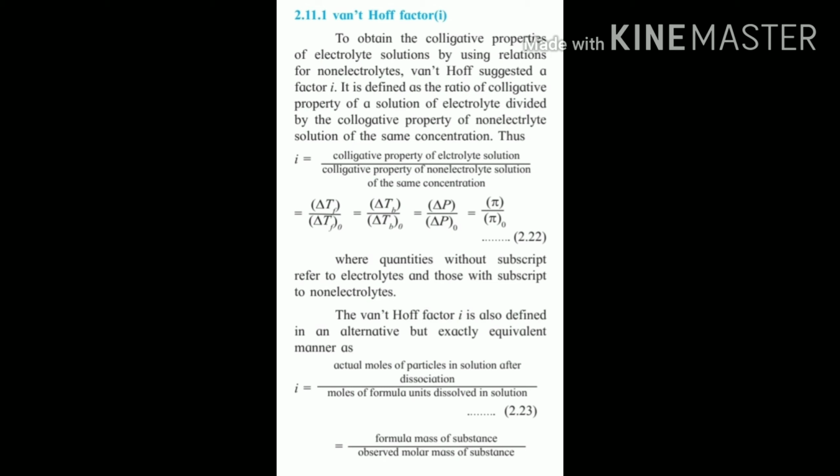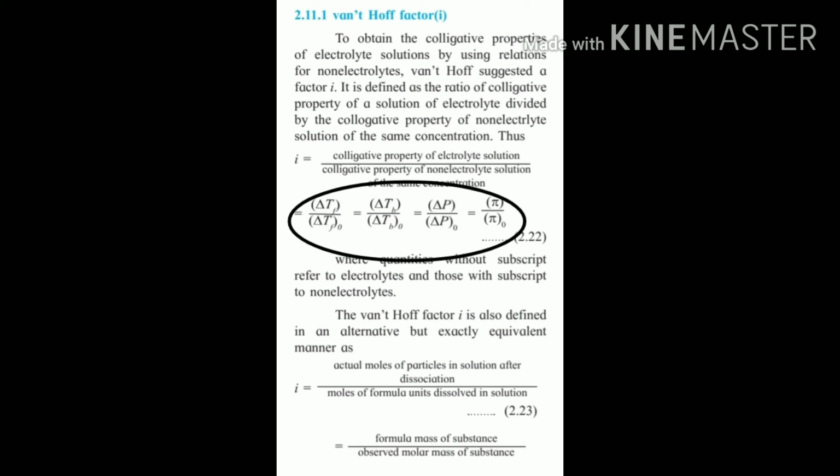Okay, so just a revision, what is Van't Hoff factor? The definition is colligative property of electrolyte solution divided by colligative property of non-electrolyte solution of the same concentration. Now if you look down here, that is equation 2.22, you can see delta TF upon delta TF naught, which is equal to delta TB upon delta TB naught, which is equal to delta P upon delta P naught, and then you have the pi upon pi naught.